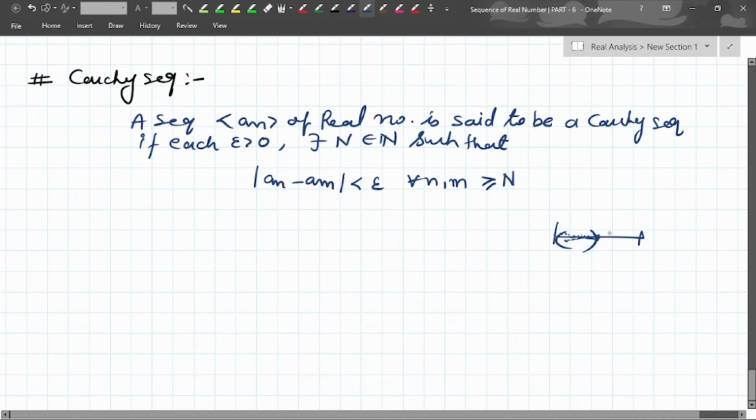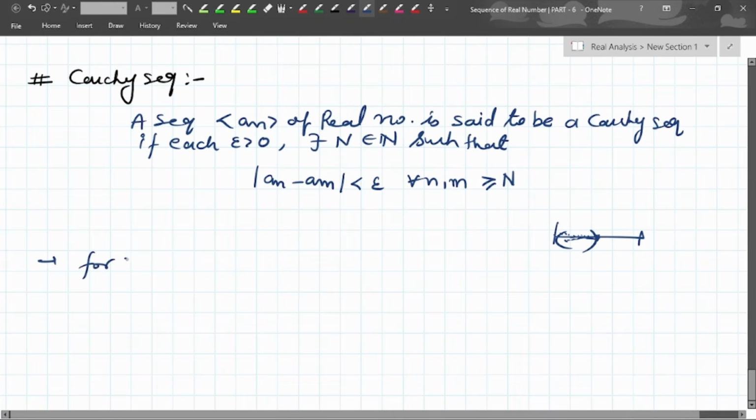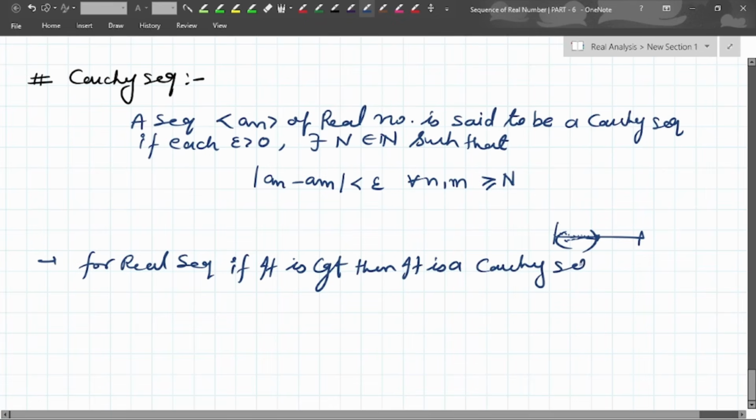The result for Cauchy sequences is that a real sequence an is convergent. So for a real sequence, if it is convergent, then it is a Cauchy sequence. And if it is a Cauchy sequence, then it will be a convergent sequence. This is the result here.